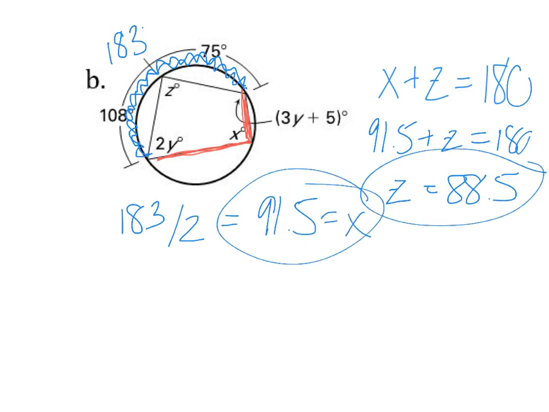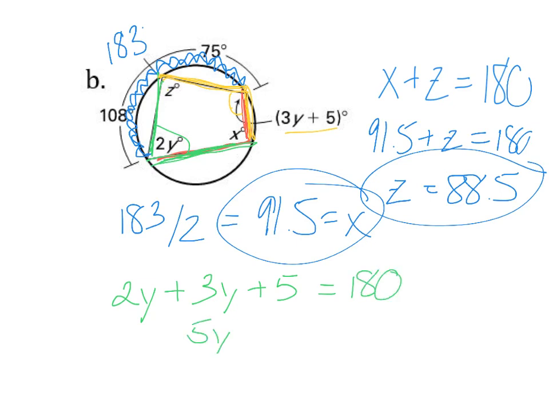Last thing I need is y. So I have a y here, 2y, and I have a y over here, this 3y plus 5. Well, it looks like they're opposite angles in my quadrilateral, so what I can do is take those two expressions, add them up, and set them equal to 180. 2y plus 3y plus 5, 5y equals 175, so y equals 35.